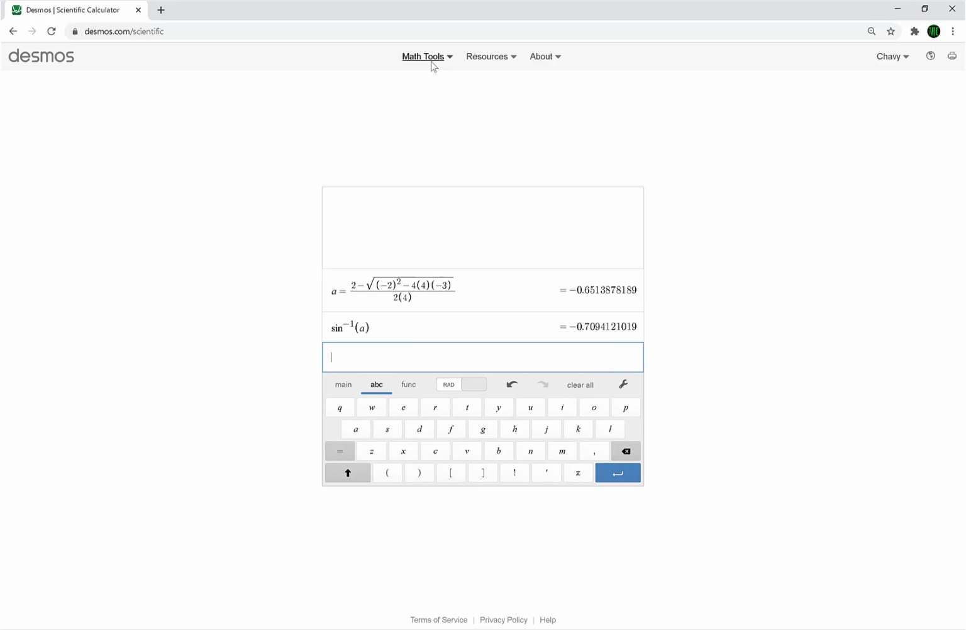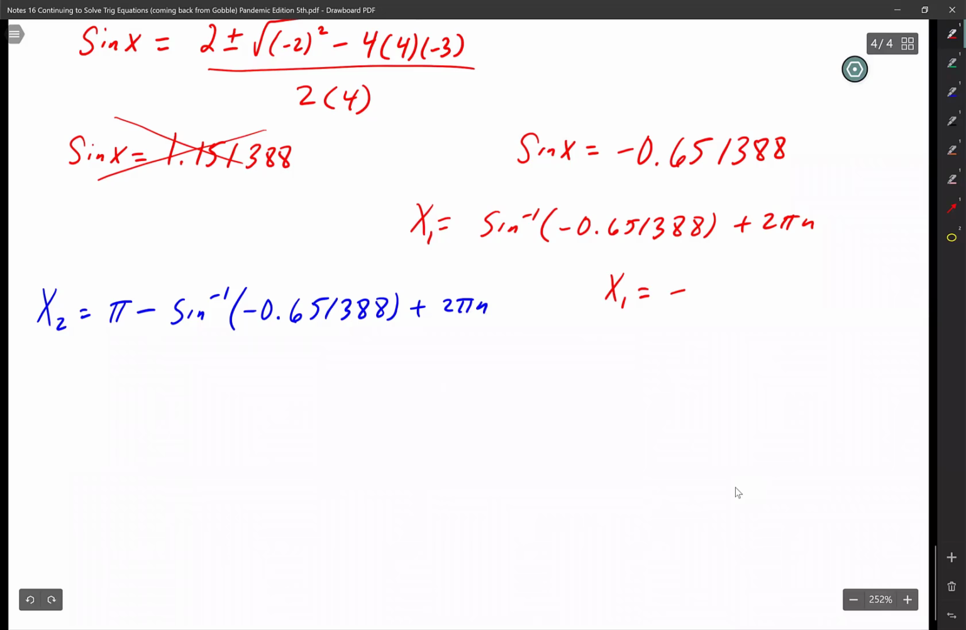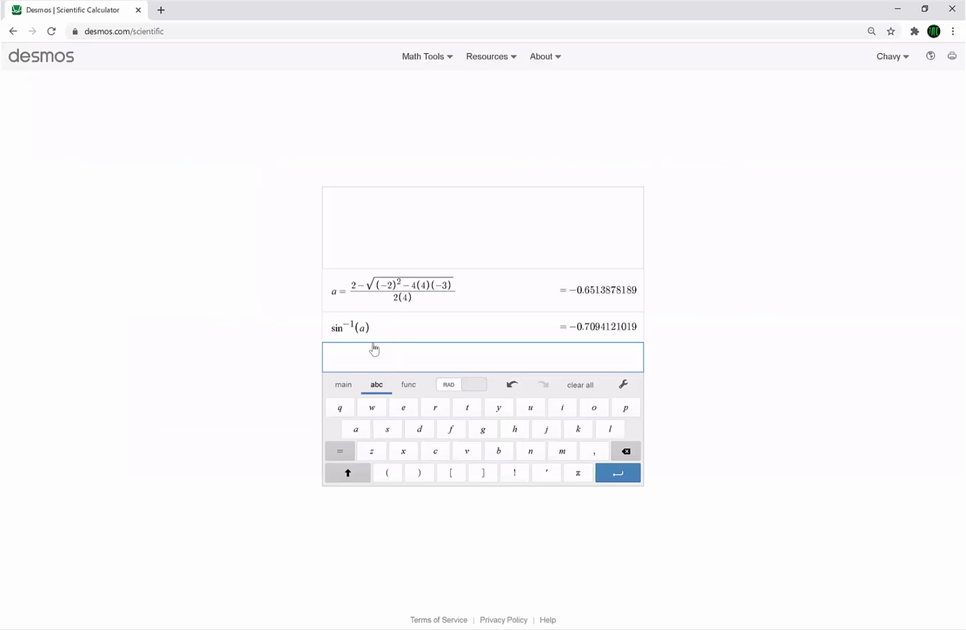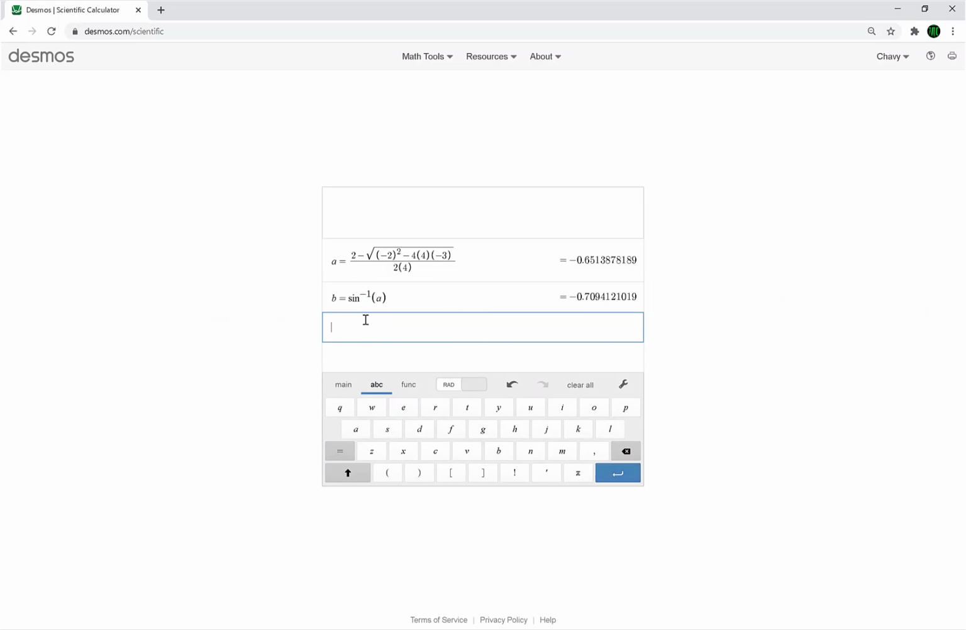-0.7094. So I think I can remember that. -0.7094 plus 2 pi. And I'm going to save that. I like to go down the alphabet. I'm going to save that -0.7094 as B. So let me go down to Desmos, and I'm going to put B equals, because I might have to use it in a little bit.